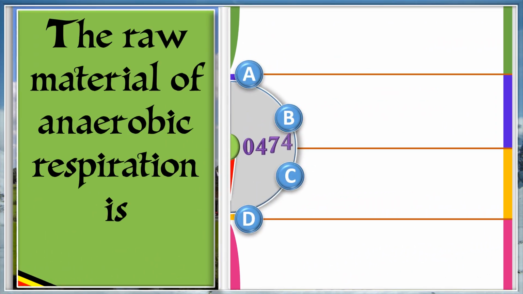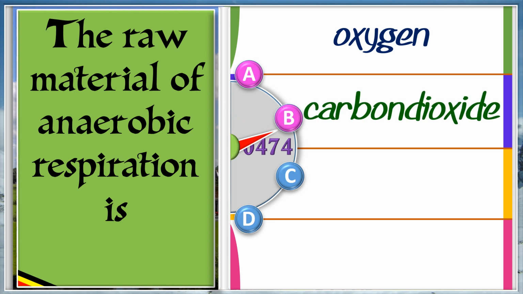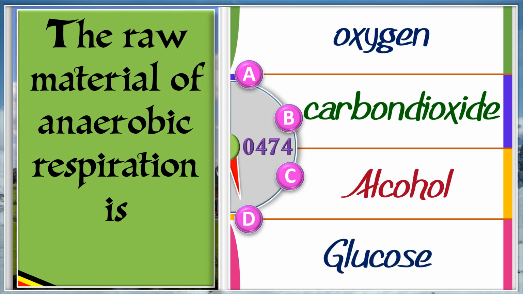The raw material of anaerobic respiration is: A. oxygen. B. carbon dioxide. C. alcohol. D. glucose. And the answer is D. glucose.